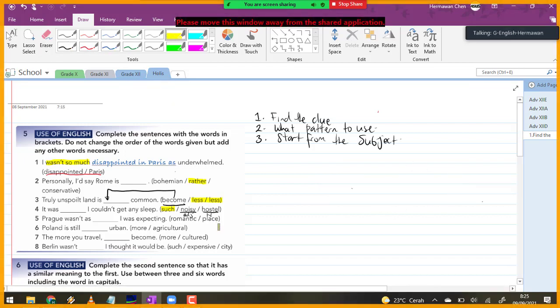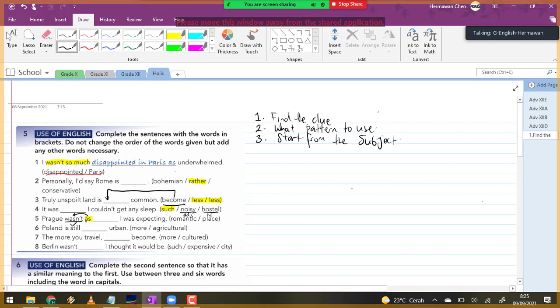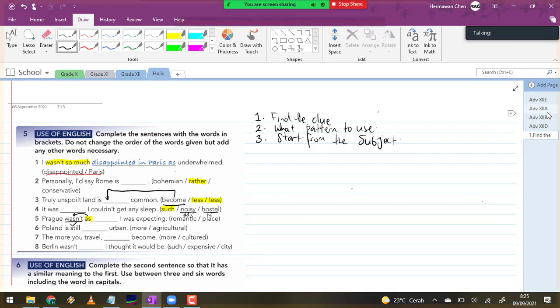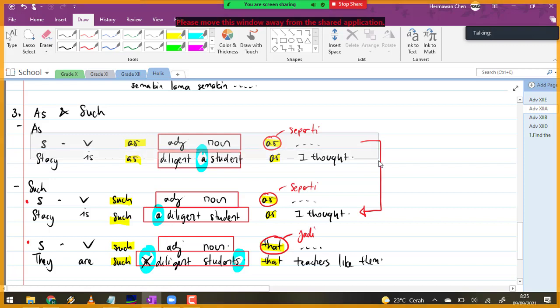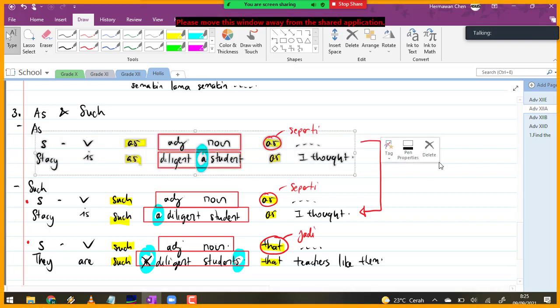Okay, find the clue for number 5. There is a clue, guys. This is the clue. S. Yep. Have a look. The word S is after the verb, right? Wasn't S. Let's check the pattern. Okay, this one, guys. We have to use this pattern because the position of S is right after the verb.